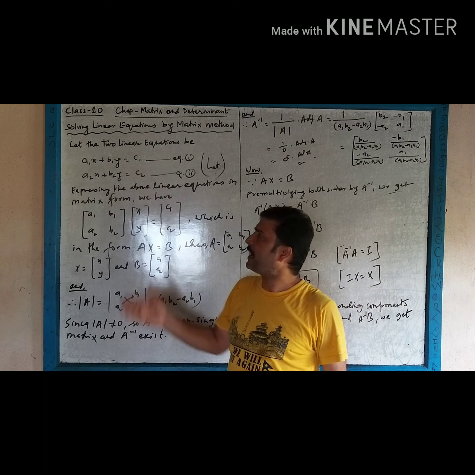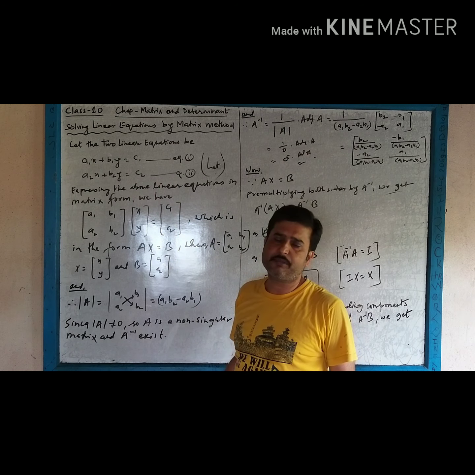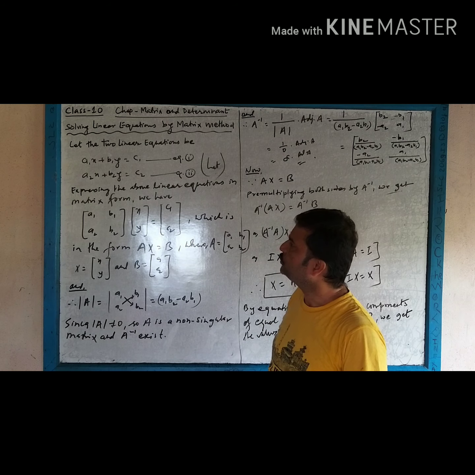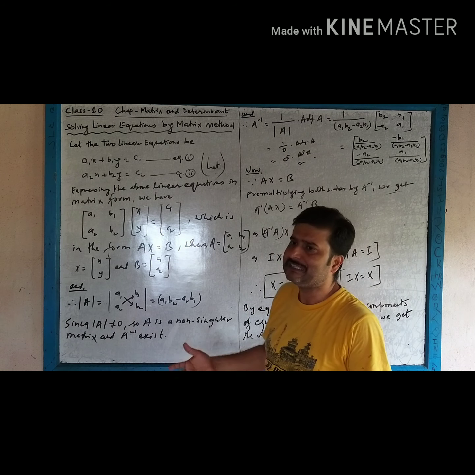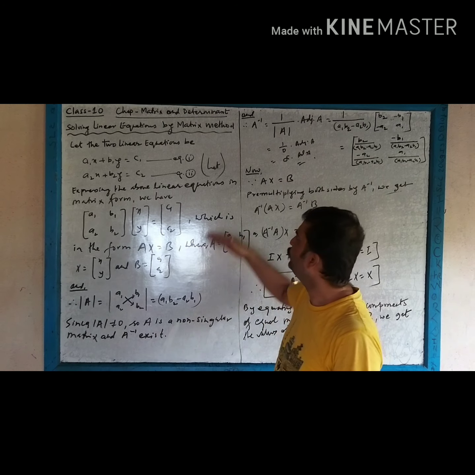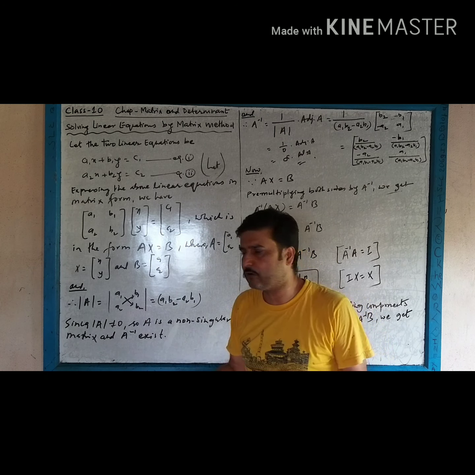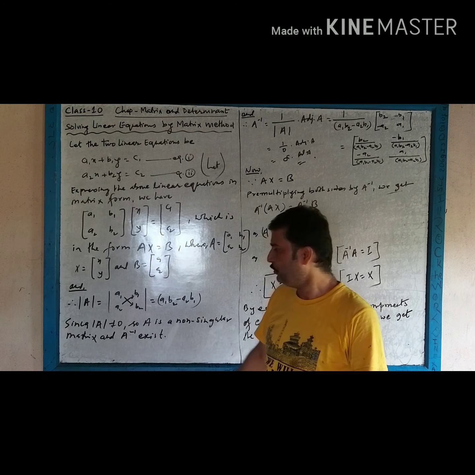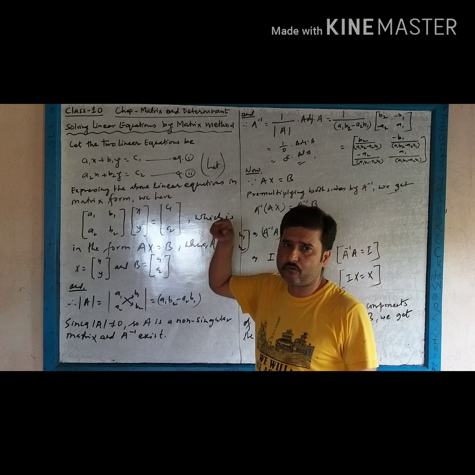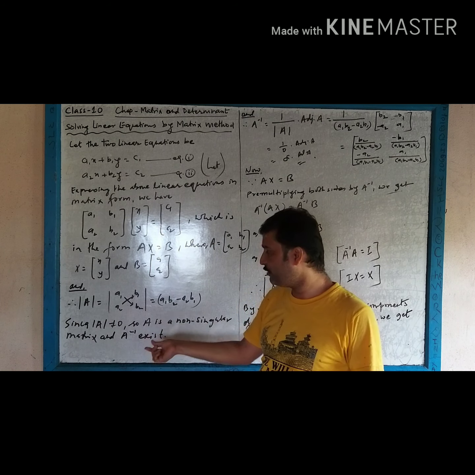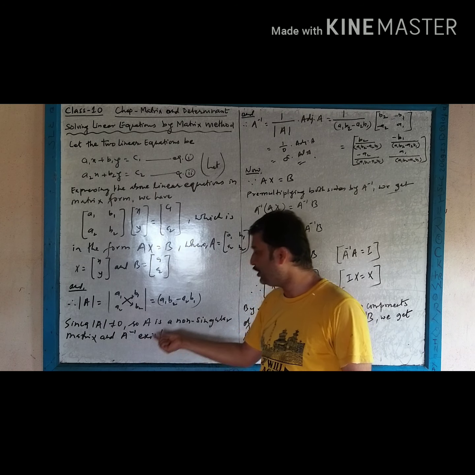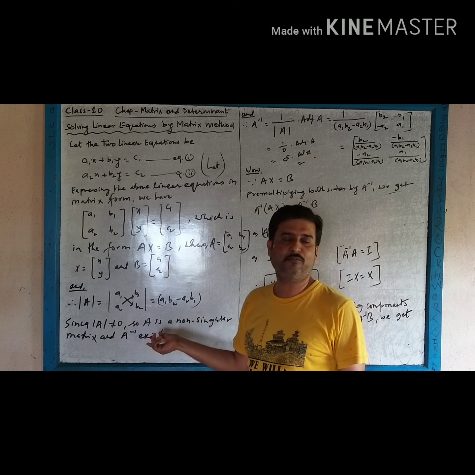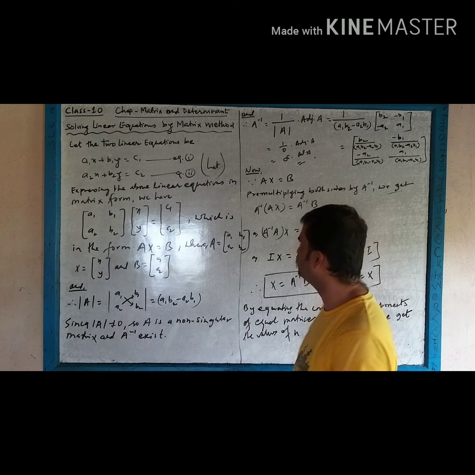This is the case where the lines are parallel or coincident, then they will have the same equations, and the ratio of the coefficients will be the same. So you have no solution. That means the determinant of the matrix A will be equal to 0. When the determinant of A is 0, A becomes a singular matrix and A inverse does not exist. So you have no unique solution in this case.